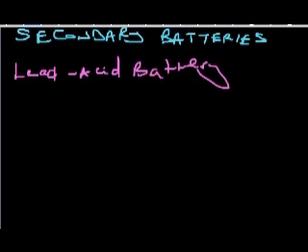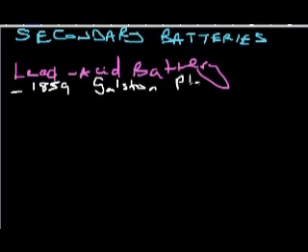This lead acid battery is the one which you normally see in our cars. It can also be called the car battery. This particular battery was invented in 1859 by a French physicist called Gaston Planté. So this was a physicist from France, and he invented this particular battery in 1859.